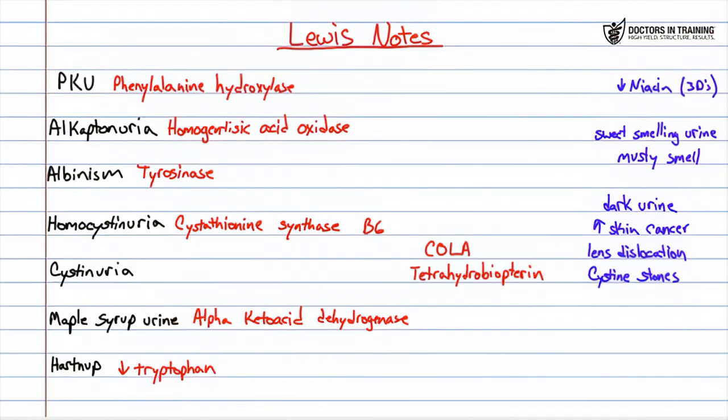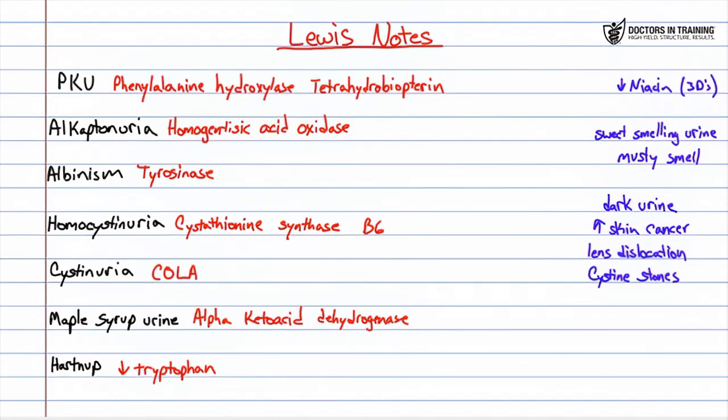The big COLA, that mnemonic that was used to help remember where this is happening in the kidney, that's going to go with cystinuria. And then that tetrahydrobiopterin, that really super long one, is another cofactor that then goes along with PKU.